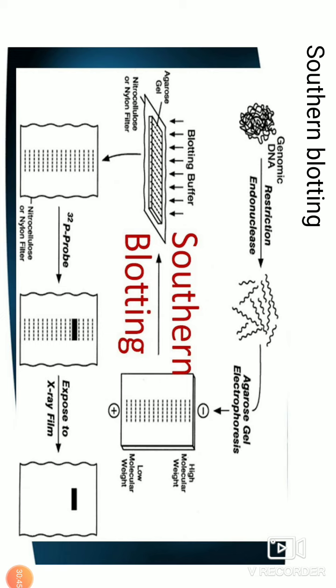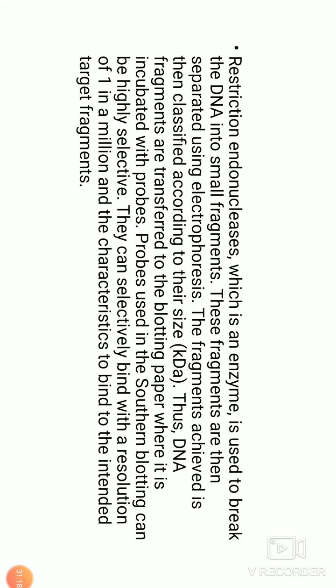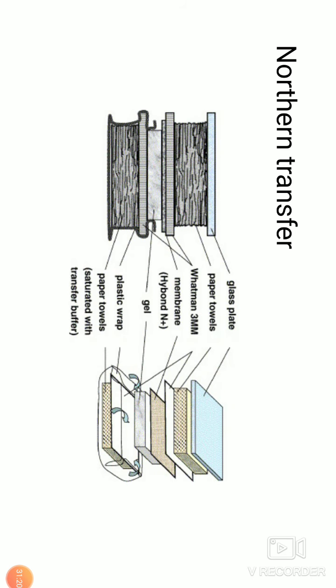For example, genomic DNA is taken. Genomic DNA will be very big, so you break down the genomic molecule using restriction endonucleases, and these molecules are run on an electrophoresis agarose gel, and then blotting is done. Blotting again, the assembly is the same as I showed in electrophoresis.